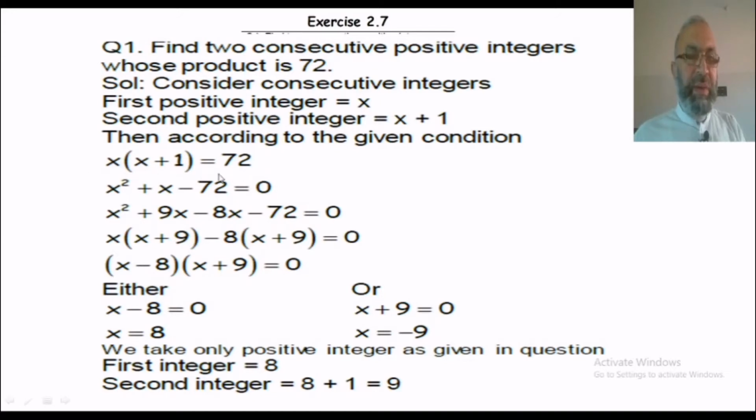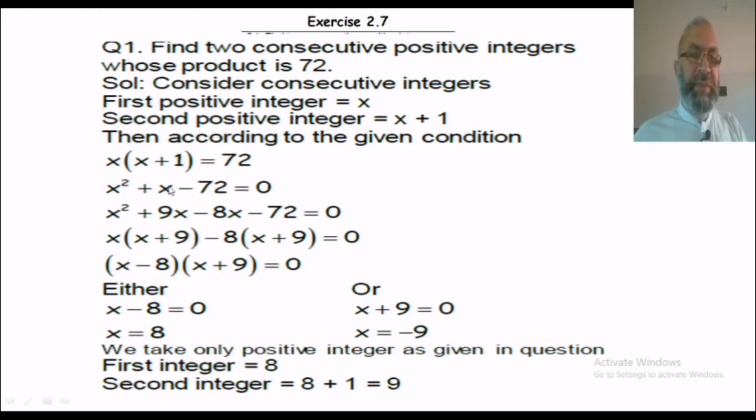Now simplifying this equation, we get x square plus x, and transferring 72 to the left side, we get a quadratic equation. Thus from a real life problem, we form an equation which is quadratic. Now we solve this quadratic equation by any one of the three methods and obtain the required answer.